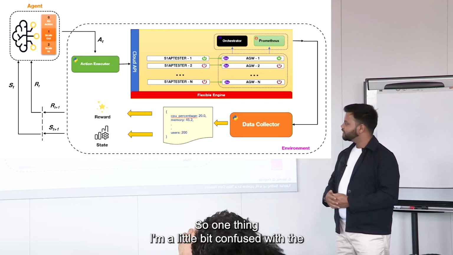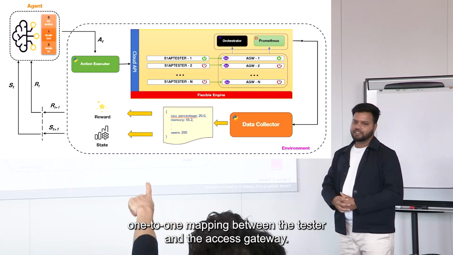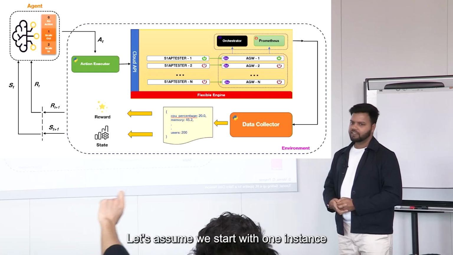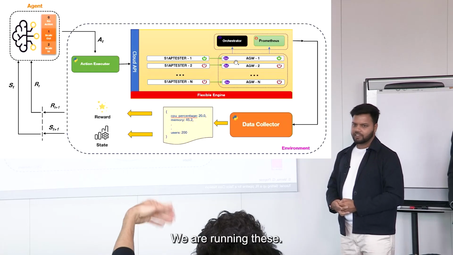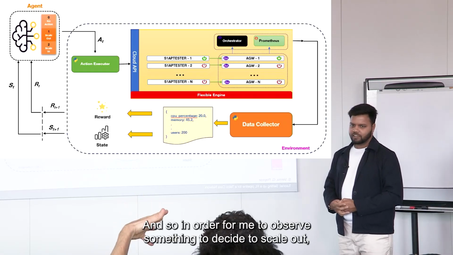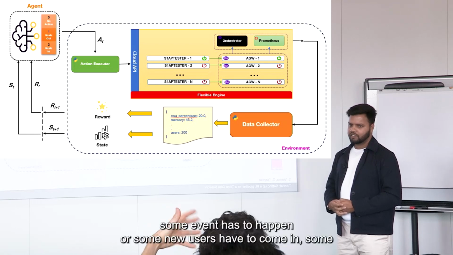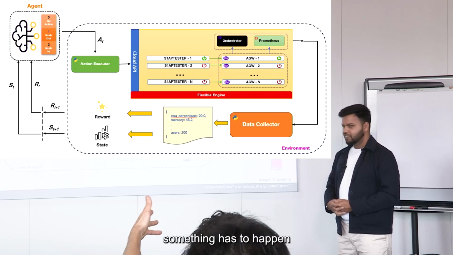One thing I'm a little bit confused about is the one-to-one mapping between the tester and the access gateway. Let me understand. Let's assume we start with one instance, so we have one tester and one access gateway. We're running these, and in order for me to observe something to decide to scale out, some event has to happen, no? Some new users have to come in. Something has to happen, right?